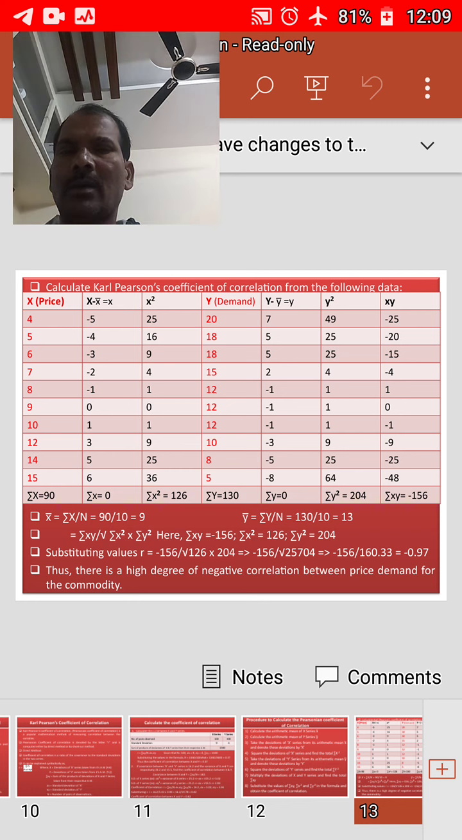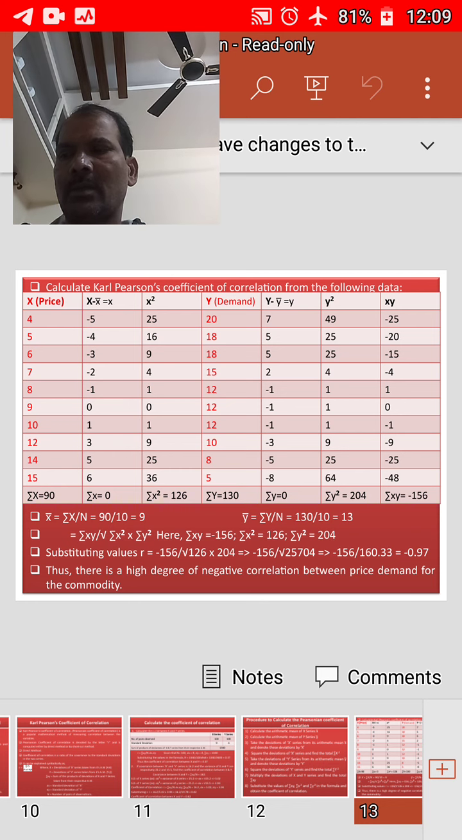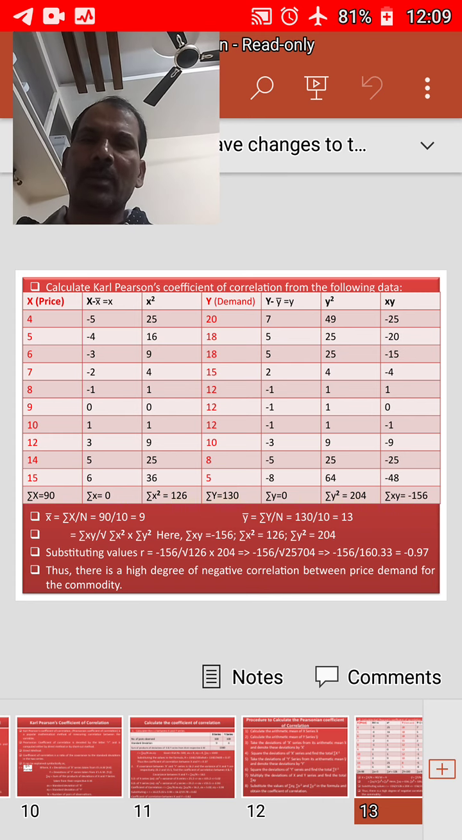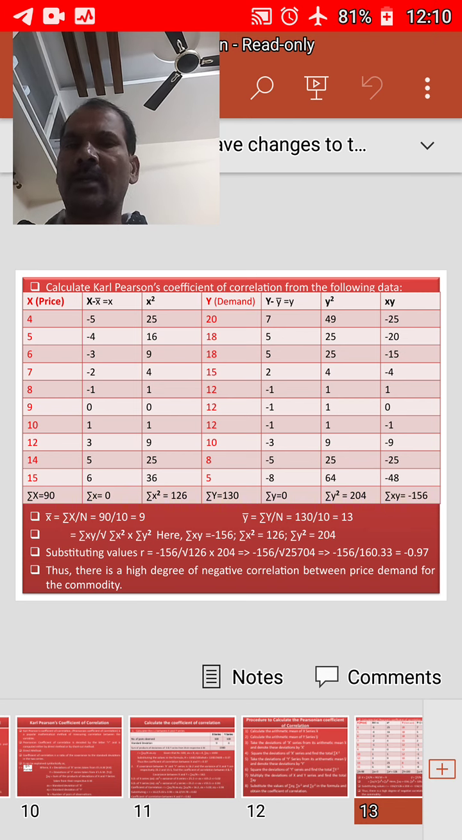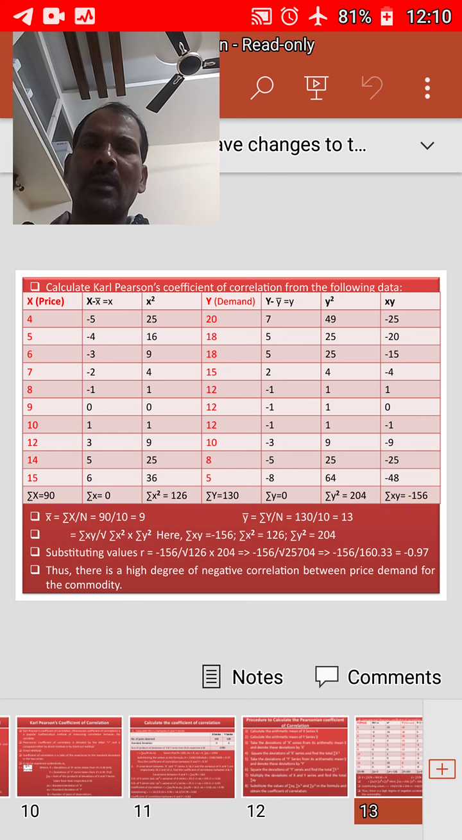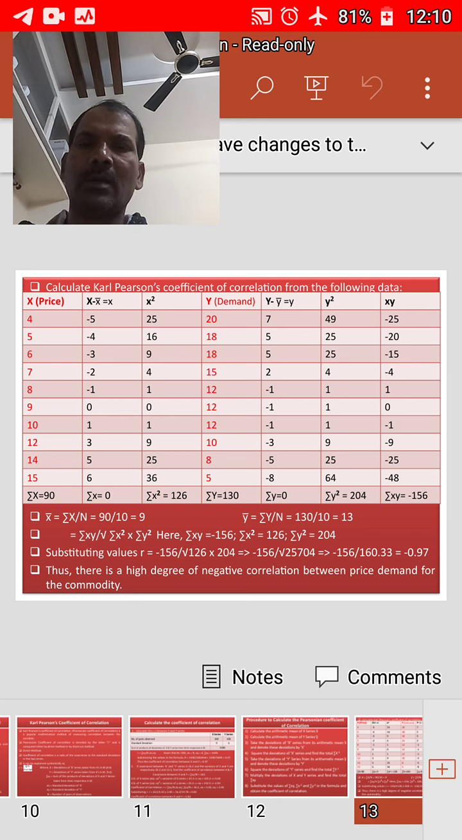He has also given the demand for the given commodity along with price. When the price is 4, demand is 20. In order to establish the relationship between these, we need to calculate y minus y bar from the arithmetic mean, that is y bar. Here the sum of the observations is 130 and the number of observations is 10. We get 13 as y bar, the arithmetic mean of the y series.